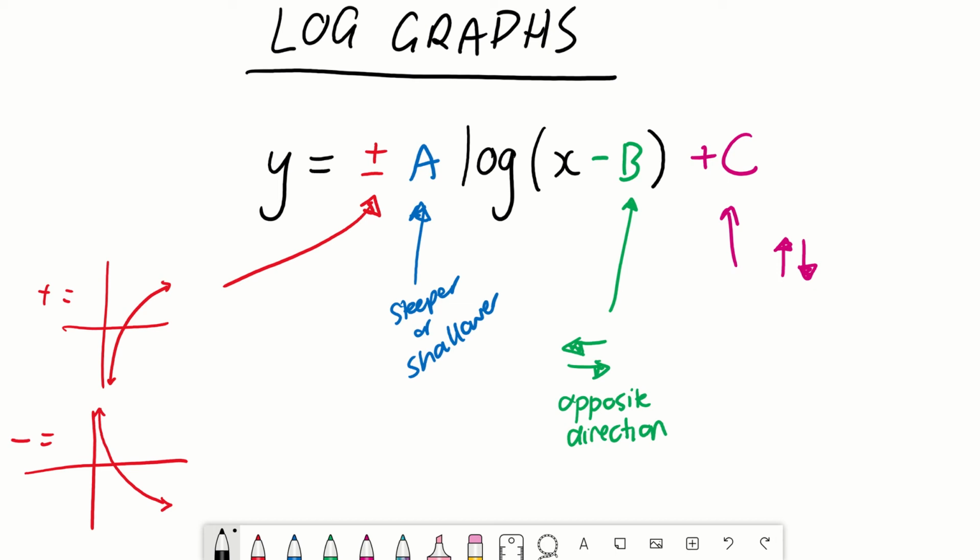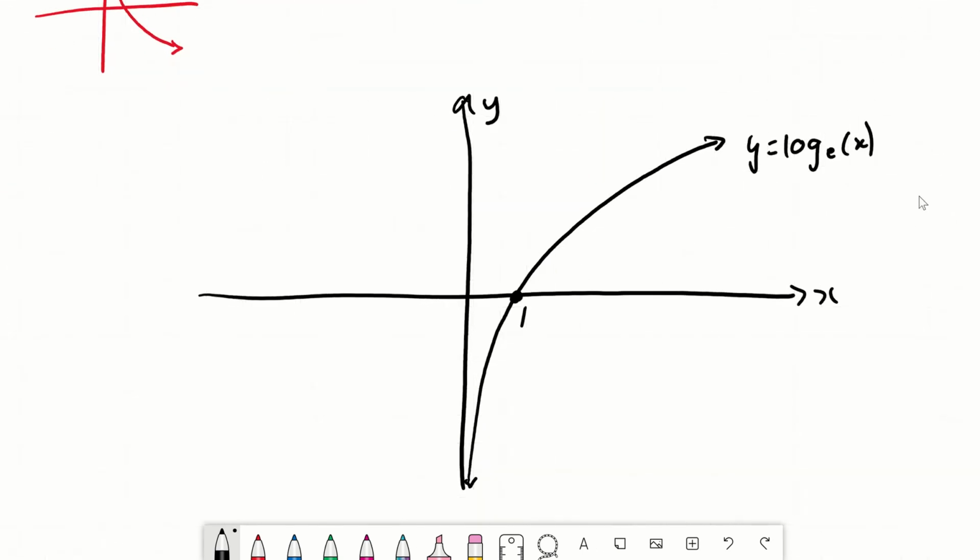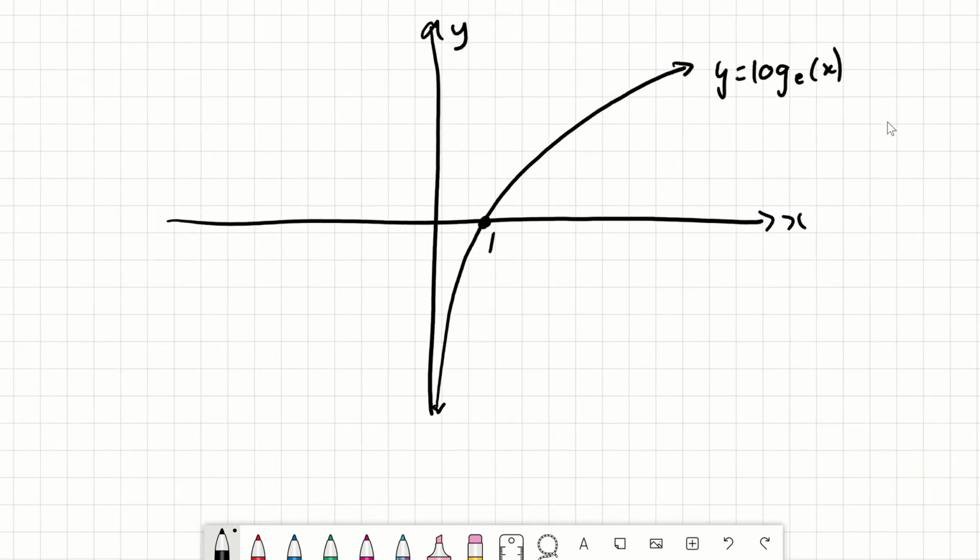Hey guys, we're looking at log graphs today and more importantly their transformations. So I've done my usual summary of all the different numbers and how they can affect our log graph, but before we do that, let's just look at what I call the perfect log graph.